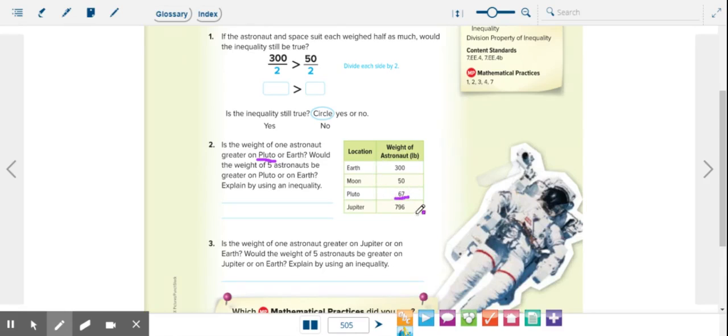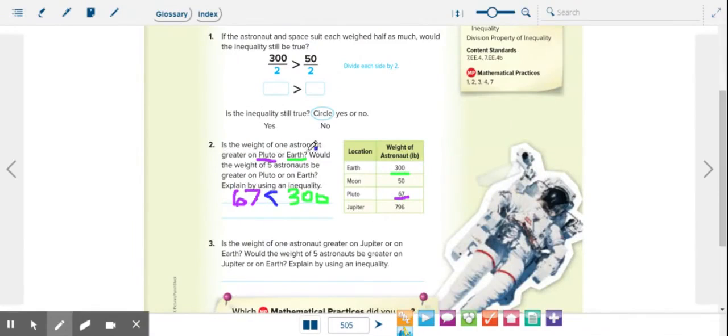So the weight of an astronaut on Pluto is 67 pounds. Then we need to find out the weight of an astronaut on Earth. Once again, let's look at the table on the right. The weight of an astronaut on Earth is 300 pounds. Now we need to compare these two numbers. 67 is less than 300. So that answers the first question.